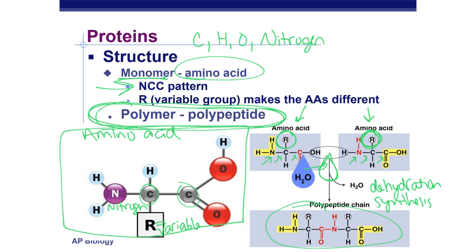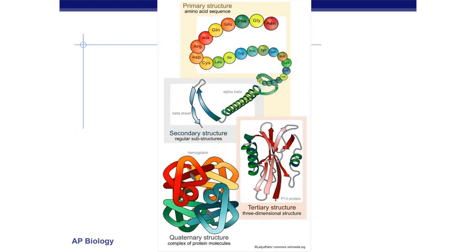That amino acid has that NCC pattern, with that R, or that variable group, coming off that middle carbon, making those amino acids different. I can use a dehydration synthesis to link them together into a polypeptide, which is that bigger polymer. Okay, we're not going to spend a lot of time here on the structure of a protein. That's a thing we'll jump to in AP biology.